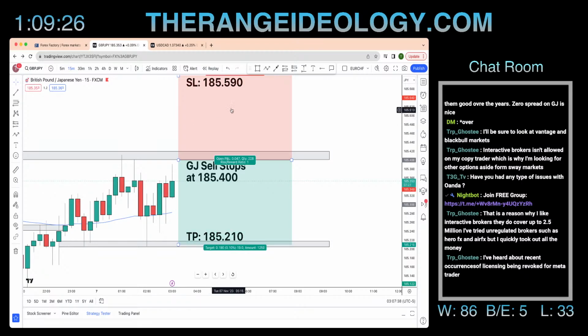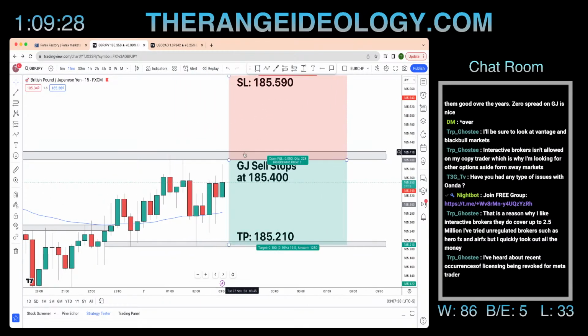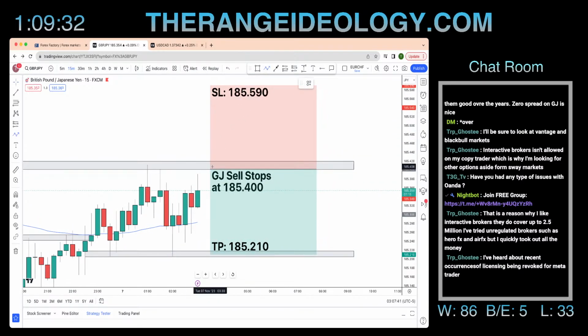Okay, so again, still waiting for the push. This is not an active entry for anybody joining the stream now. We are waiting for this to break above this level right here. Once it breaks above this level, we can then comfortably set the sell stops at this point right here, and then wait for the price to come back down to complete the bottom touch here, right?